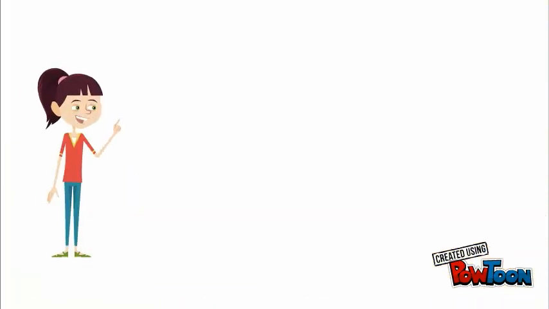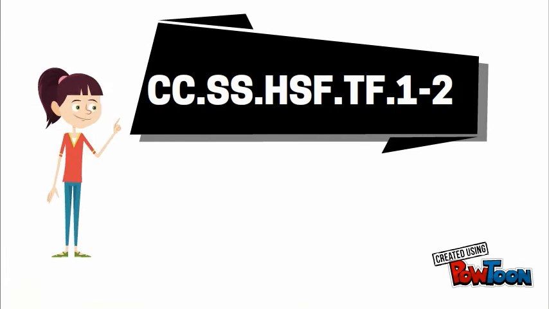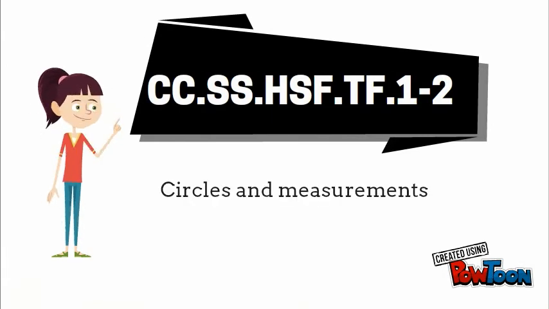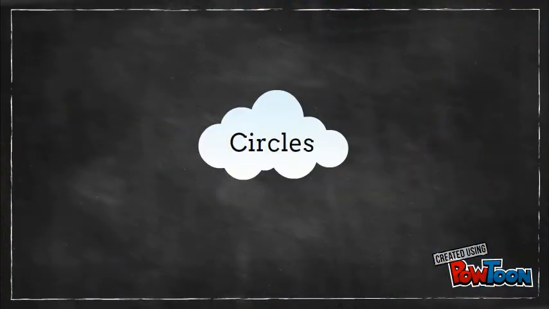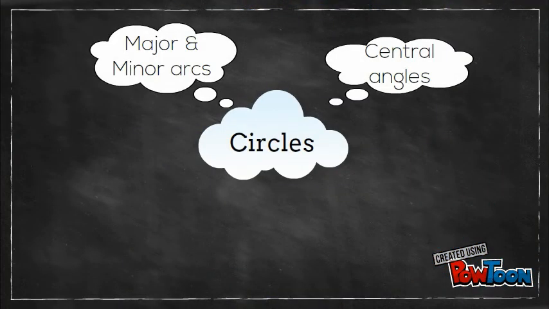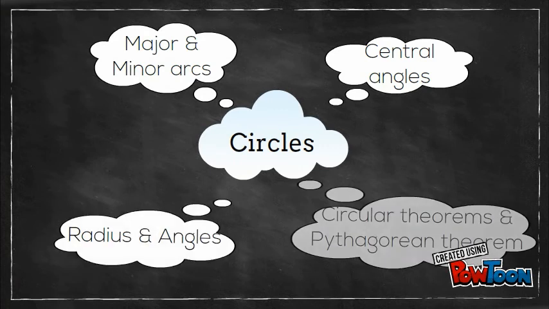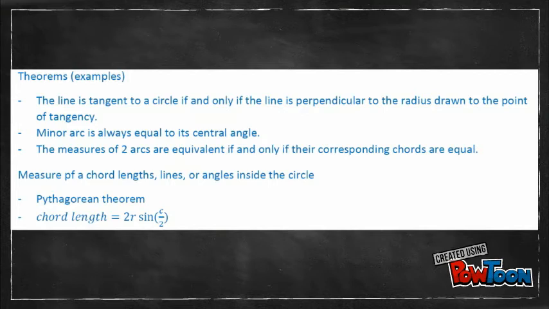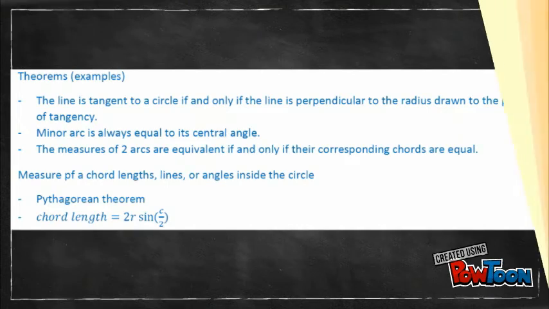In Big Project 4, CCSS HSF T F 1-2, I've used my knowledge of circle measurements to solve it. I've learned how to determine central angles, major and minor arcs, radius and angles, and also circular theorems and the Pythagorean theorem. These are some circular theorems and Pythagorean theorem formulas that I used in the lesson.